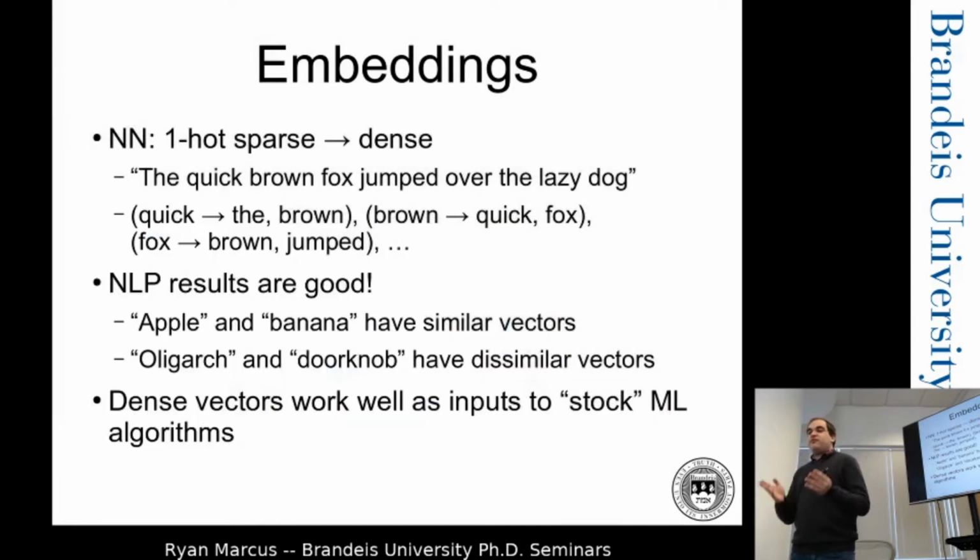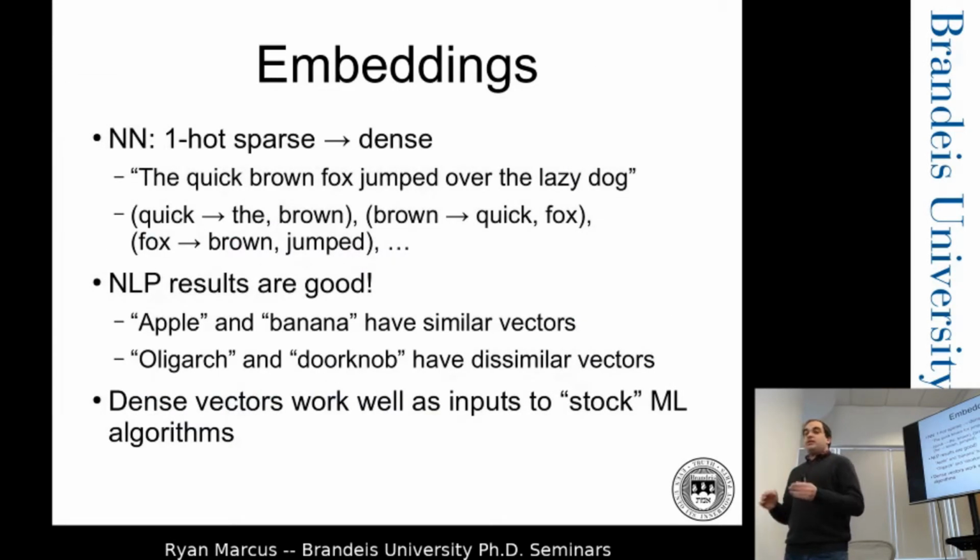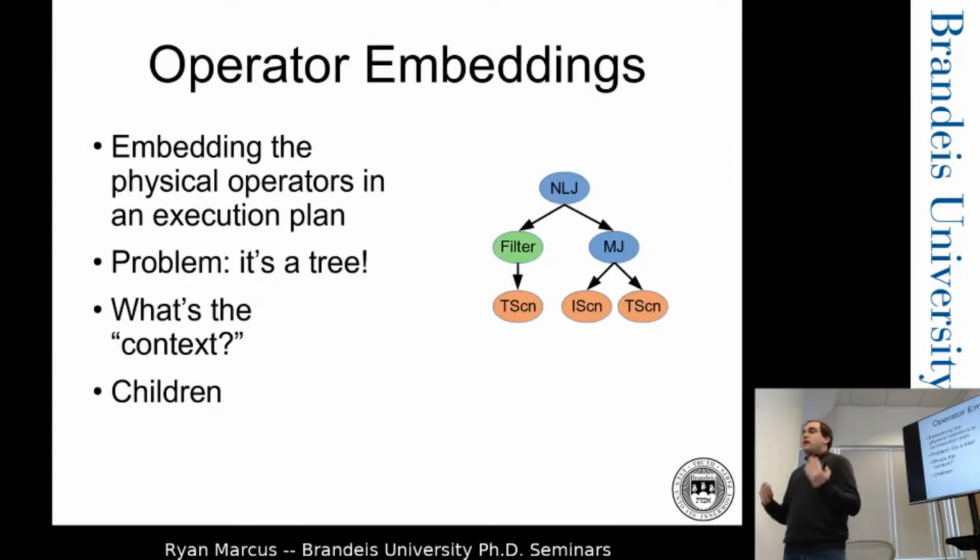So the overall 100-level view of the approach is that you have some one-hot sparse vectors. You want to turn them into dense vectors. So you take your sentence, "the quick brown fox jumped over the lazy dog," and you train a neural network to map quick to the and brown, brown to quick and fox, etc. The results from the NLP community about this are really awesome. The words apple and banana end up having similar vectors because we see them in similar contexts. And words like oligarch and doorknob have very dissimilar vectors because you almost never see them in the same context. Additionally, these dense vectors work very well as inputs to standard machine learning algorithms, even things like linear models, logistic regression, etc.